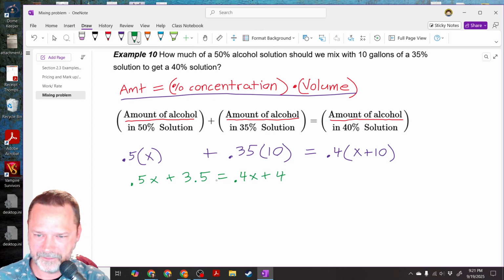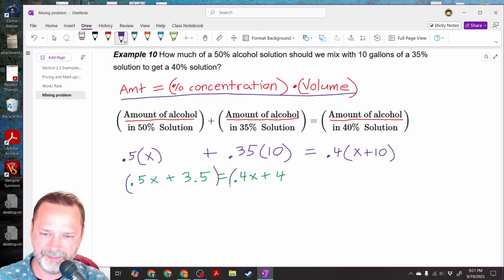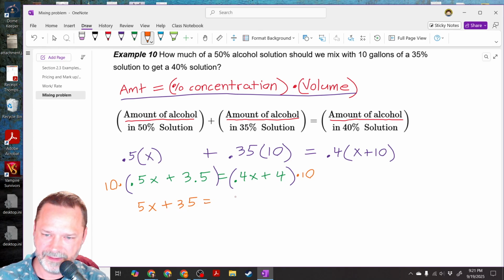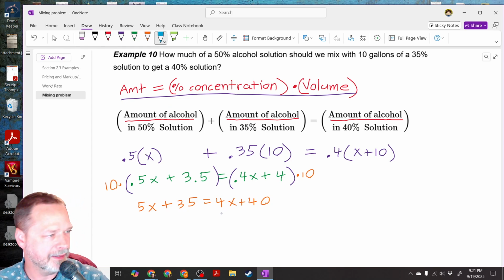Okay. So now, again, I don't want to deal with decimals. I'm going to multiply both sides by, let's see, what do I want to multiply both sides by? By 10. That's going to get rid of my decimal. So times 10, times 10. So 10 times 0.5x, now that's 5x, plus 10 times 3.5 is 35, equals 10 times 0.4x is 4x. 10 times 4 is 40. This is a much nicer equation to solve. And now I can worry about getting x by itself.